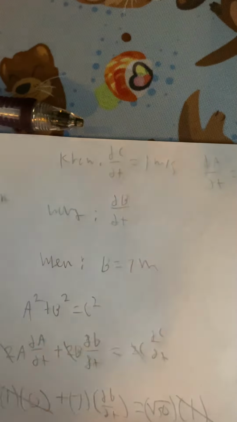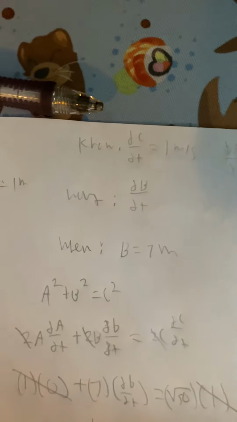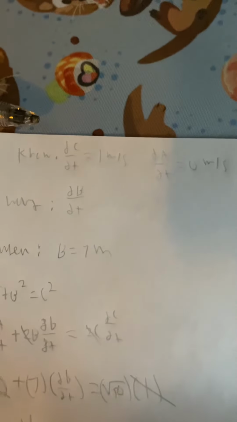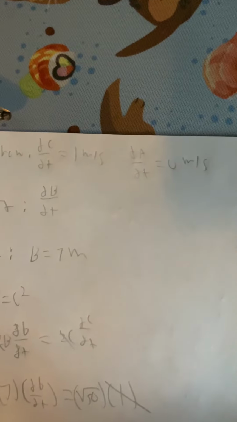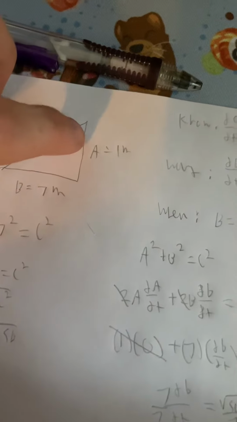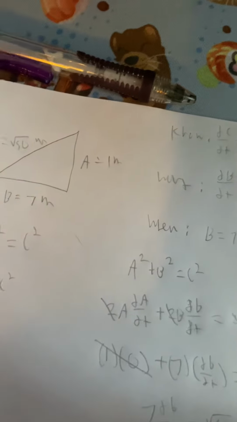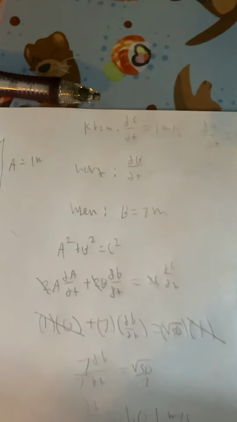So we already know that dc/dt, that is the rate at which the rope is being pulled in, aka C, is 1 meter per second. And we also know that dA/dt is going to be 0 because this A side is not changing in length. That's the height of the dock, so it's the height of where the pulley is. So it's not going to change, and it means the derivative wouldn't change.